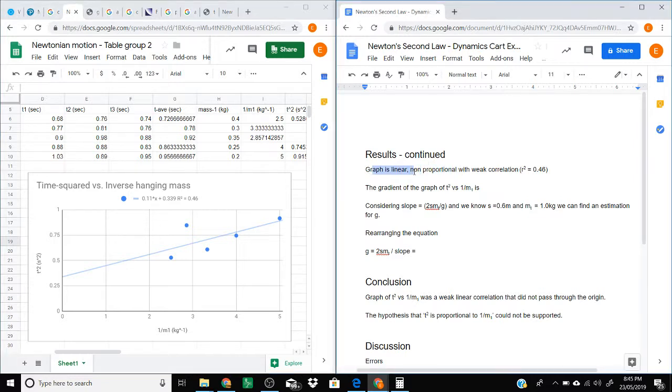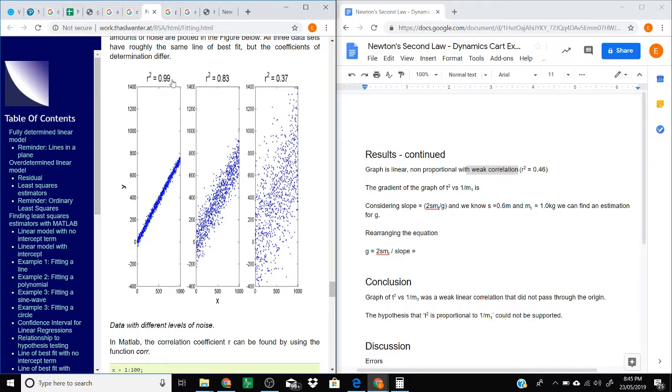So the graph is linear, so straight line. It's non-proportional because it doesn't go close to the origin, let alone through it. And it's a weak correlation. Now, if you're not familiar with correlation, let's see if I find my notes. Yep. Okay, so R squared is a measure of correlation. I think it's a coefficient of determination. It's a scale that goes from 0 to 1. We're not going to go through the mathematics of how it's derived. We're just getting it off the graph.